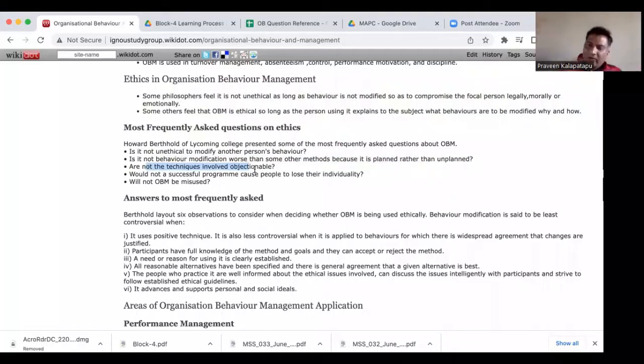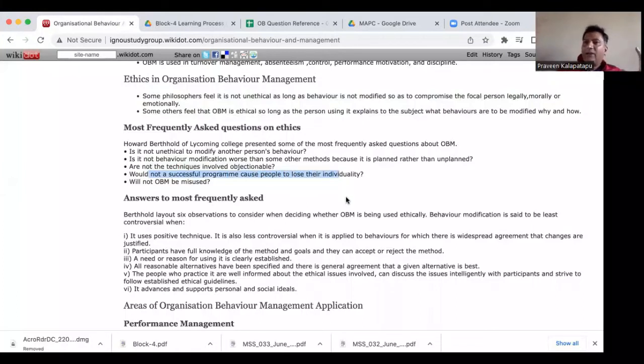So the way that you are trying to mend their behavior, giving some rewards, is nothing but, in other words, bribes as well, right? You are bribing and then slowly modifying the behavior. Is it not objectionable? Would a successful program not cause people to lose their individuality?